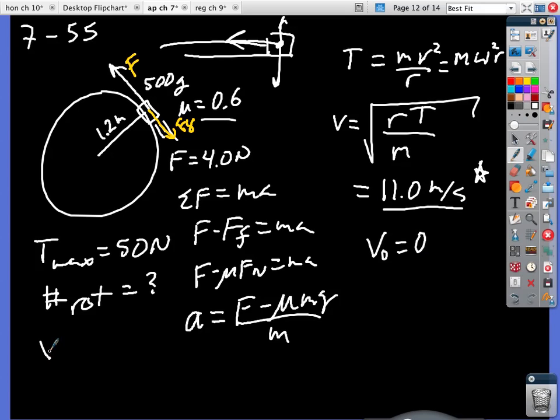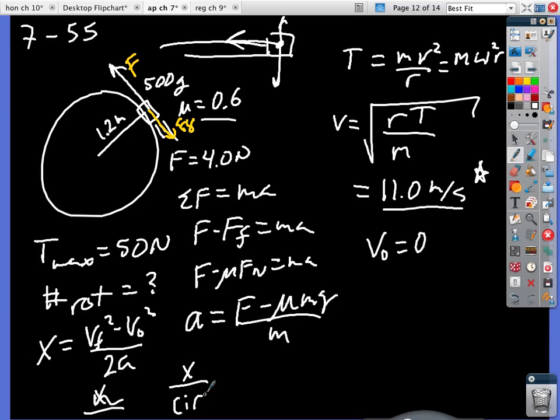So x should be vf squared minus v0 squared over 2a. And then we can say x divided by, kind of lost space, x divided by the circumference of the circle will equal the number of rotations.